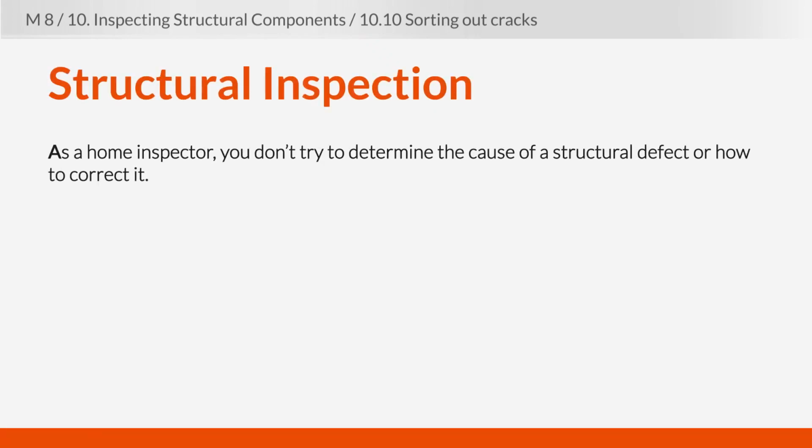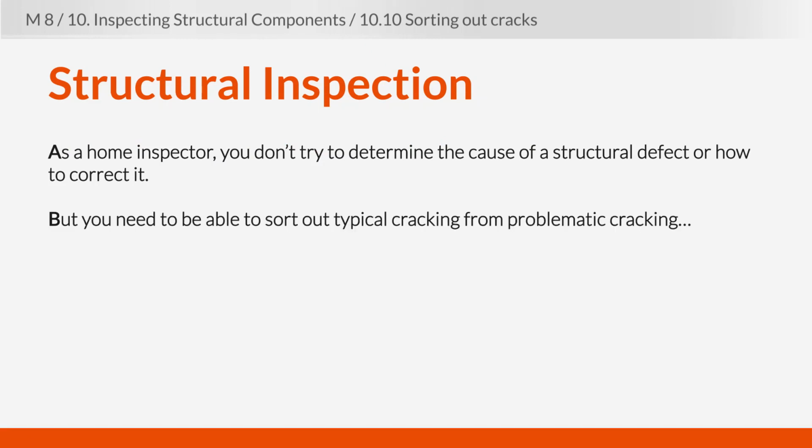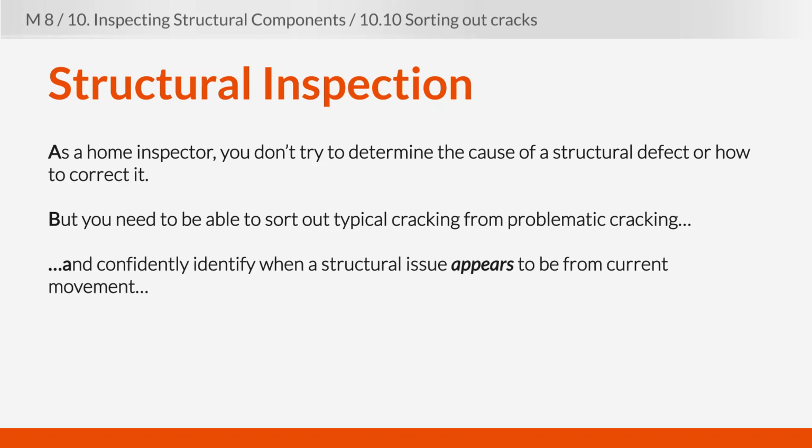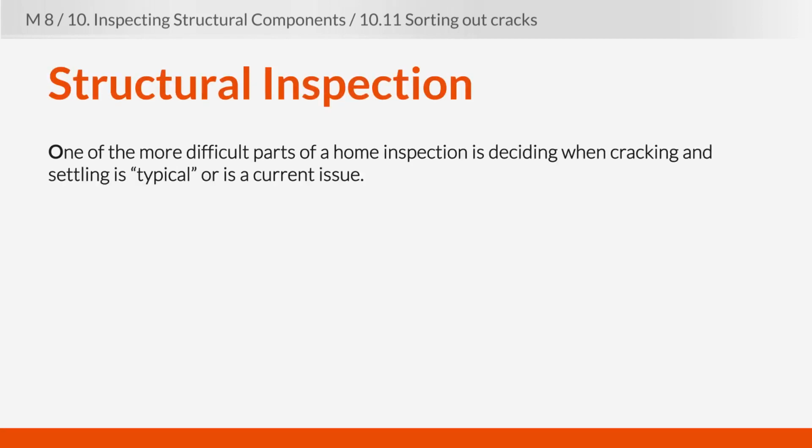As a home inspector, even if you're a licensed home inspector in your state, you don't typically try to determine the cause of a structural defect or how to correct it. But you do need to know how to sort out what is probably typical cracking from problematic cracking and be able to confidently identify when a structural issue appears to be from current movement, which would cause you to recommend further evaluation by either a structural engineer or a foundation contractor. One of the more difficult parts of a home inspection is deciding when cracking and settling is typical or it's a current issue.